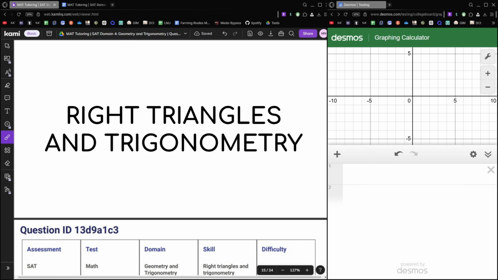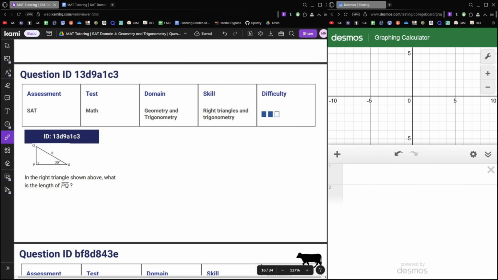Now we're moving on into our next topic. Let's get started with slide number 16. We're given a right triangle and they want us to find the length of side PQ. Here's P, here's Q, so we're trying to find this side right here.